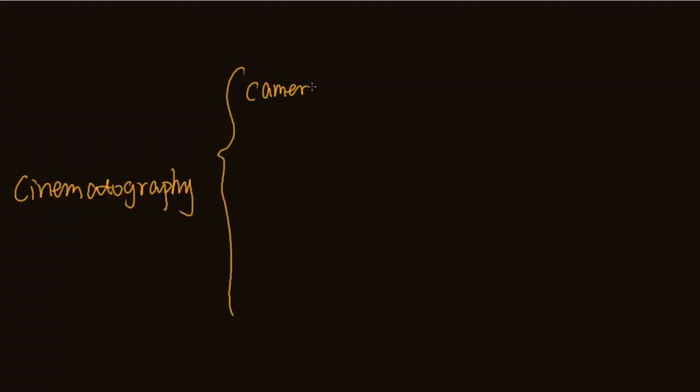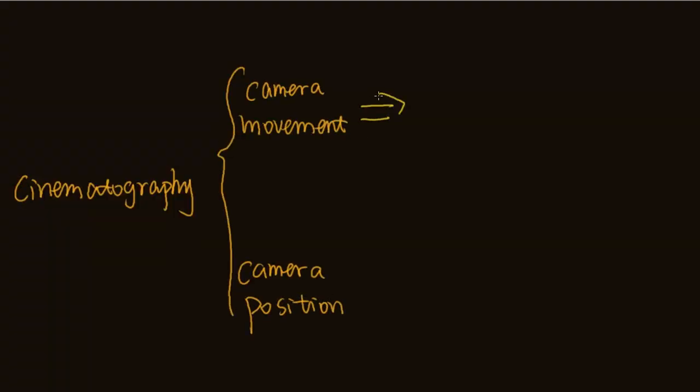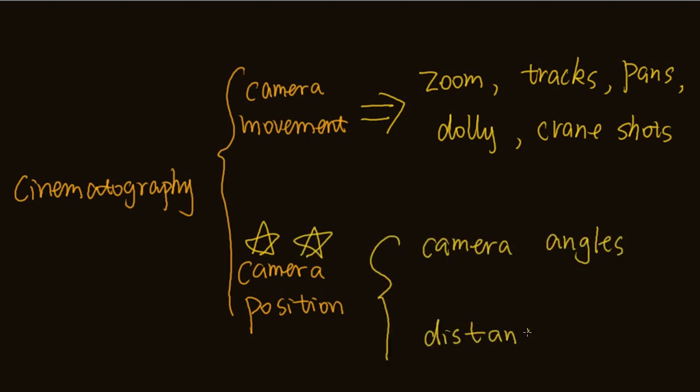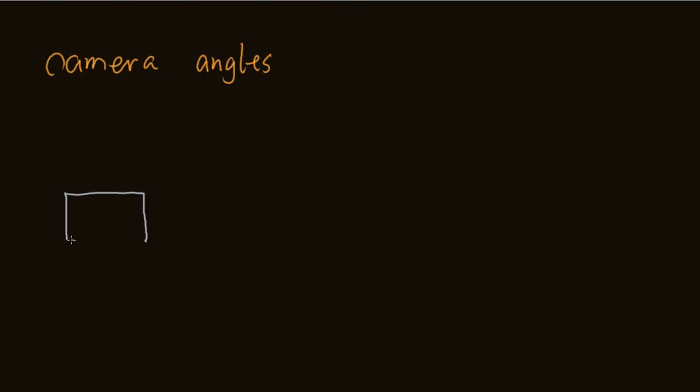Cinematography includes camera movement and camera position. Camera movement consists of zoom, tracks, pans, dolly or crane shots. But today, we will focus more on camera position, which includes the camera angles and distance from the action. Specifically, camera angles consist of high angle and low angle shots.